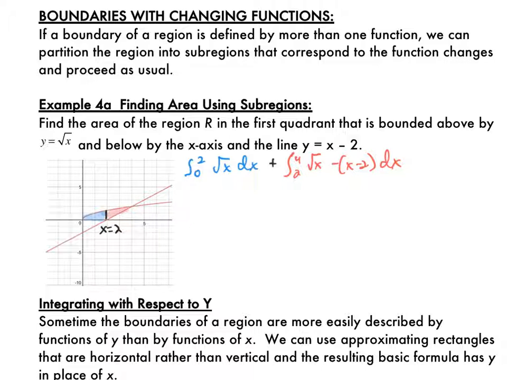Okay, so I'm just going to zip through the antiderivative here. This is going to be 2/3 x to the 3/2 evaluated at 0 and 2.